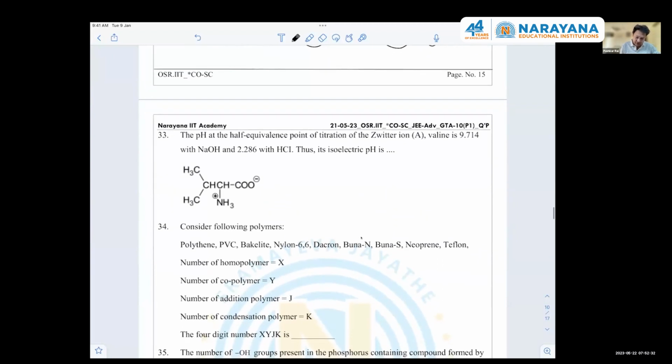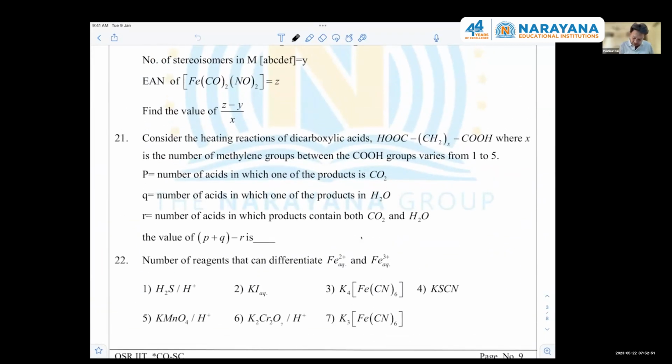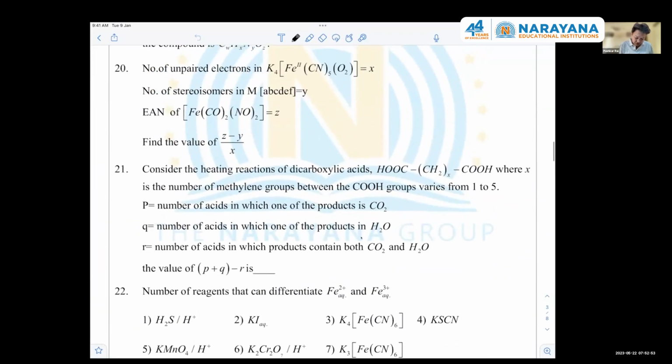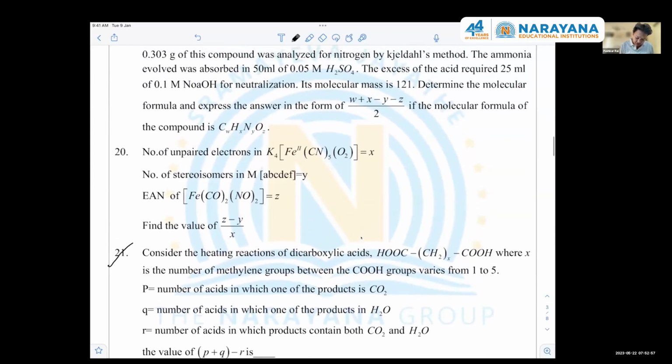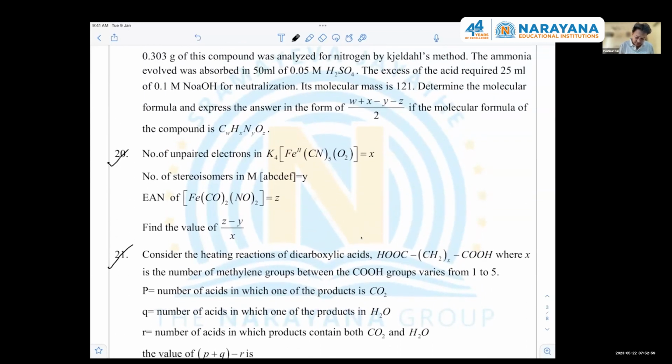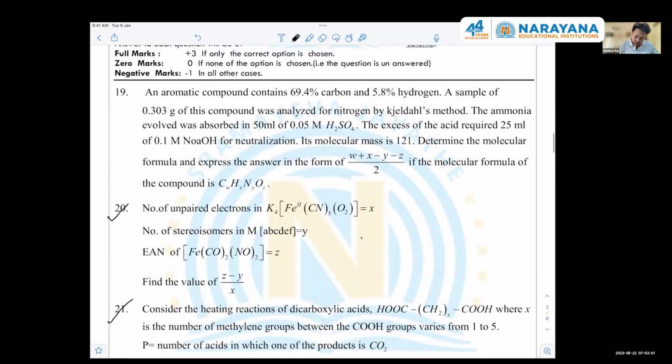This question 33, should I discuss it, or will you do it on your own? 33? You will do it. Okay. The paper was relatively easy, but a few questions are like this, only totally fact-based. I hope you have also done this question, but I will not discuss it. I did not get time to discuss this question.